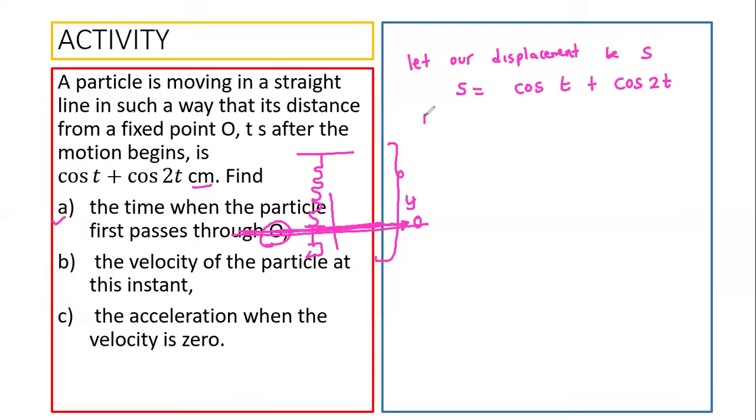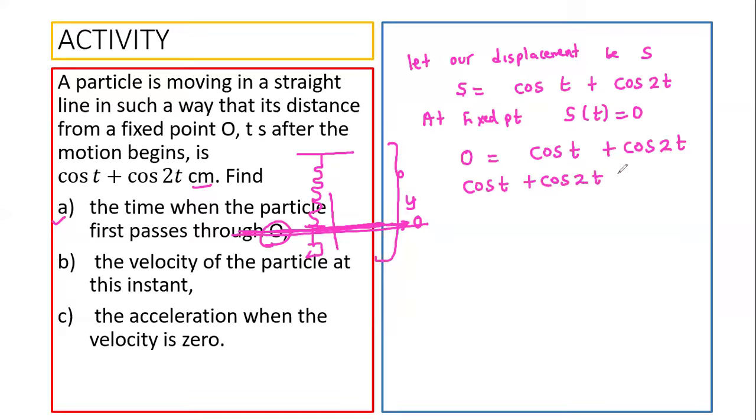So I'm going to say that at the fixed point, our s with respect to time is equal to 0. It does not mean that time is equal to 0. It is the displacement that is 0, because now it is at the resting position. Now what do we do? Where there is s, we shall substitute with 0. So we shall write 0 equals cos t plus cos 2t. Alternatively, I can write it in this better way: cos t plus cos 2t is equal to 0.